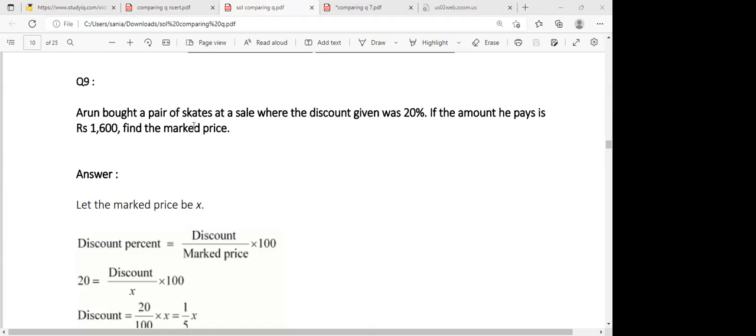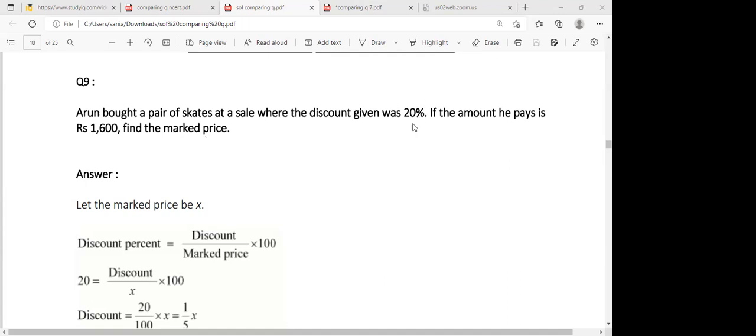See, Arun bought a pair of skates at the sale where the discount is given. Discount percentage is given to you. Okay, you have only two formulas, so you have to just keep them in mind. If the amount he pays is 1,600, find the market price. This is the amount he paid. So what is this? Sales price? Yes. And you have to find MP.